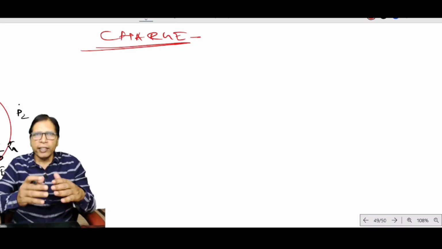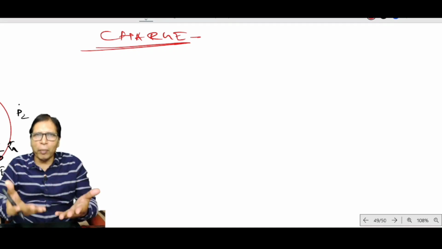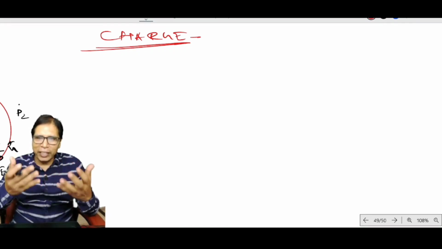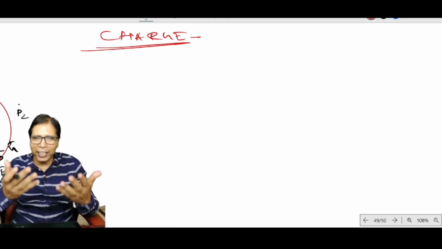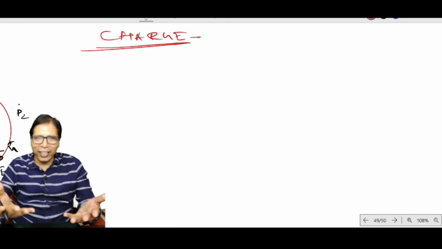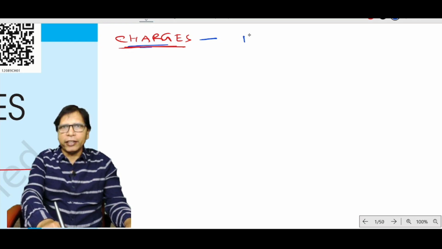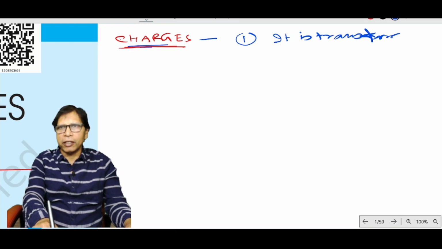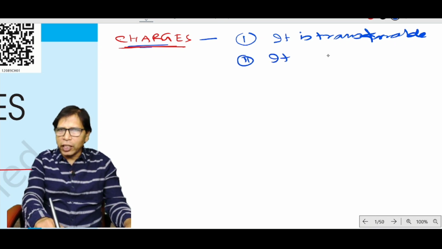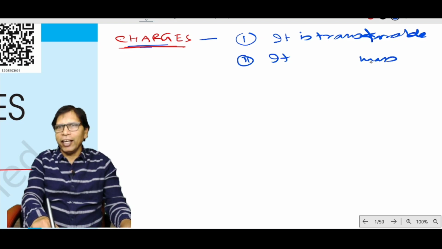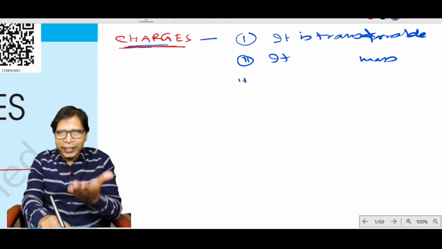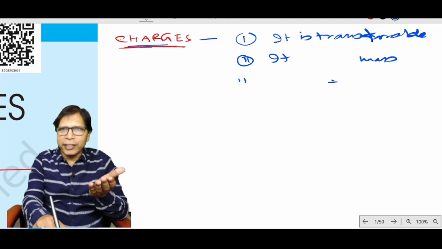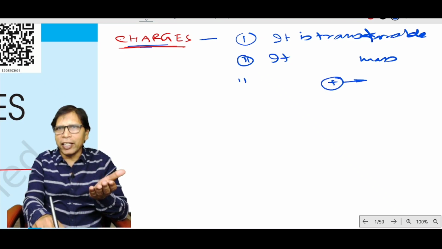Now charge. Charge is the fundamental property of matter by which it experiences electric and magnetic effect. Its properties are: number one, it is transferable. Number two, it is always associated with mass. Number three, a stationary charged particle produces an electric field around it.